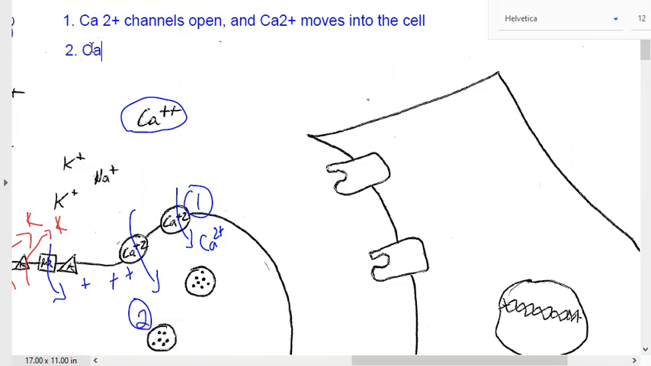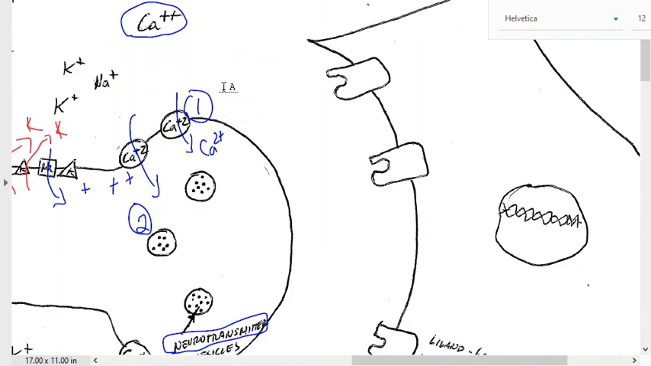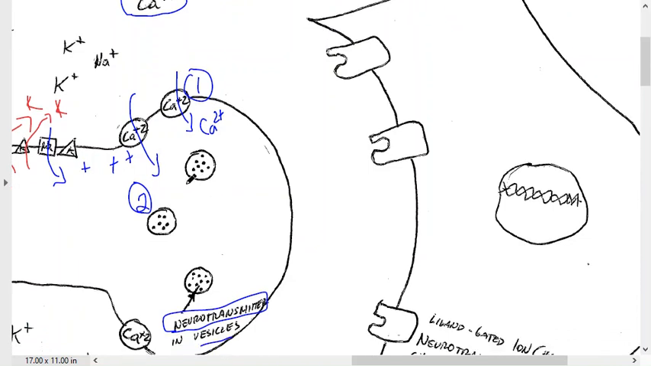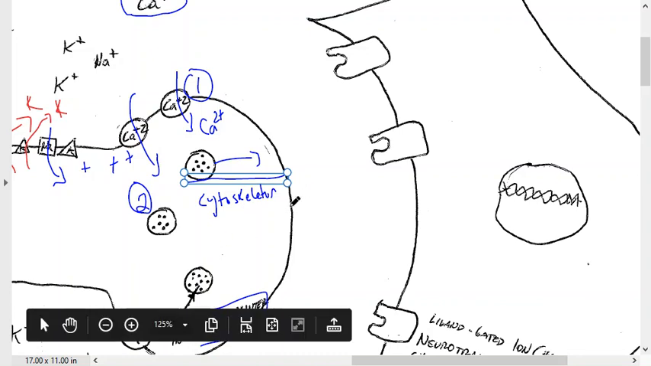is that calcium causes the exocytosis of these neurotransmitters. And these neurotransmitters move along cytoskeleton. Remember that they're not just floating around here. There is cytoskeleton that these vesicles move along, and they fuse.